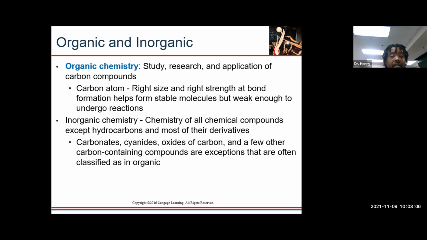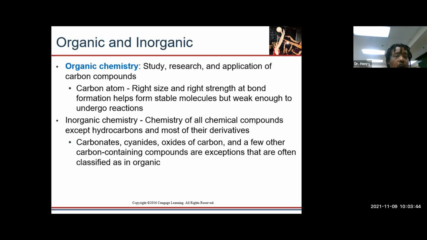So organic basically means that it has carbon in it. So organic chemistry, again, is going to be a study of carbon compounds. Inorganic chemistry is the study of all the other things except for hydrocarbons and their derivatives. Carbonates, cyanides, oxides that have carbon, and just a few carbon-containing compounds will often also be classified as inorganic.